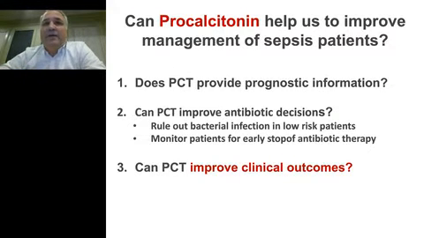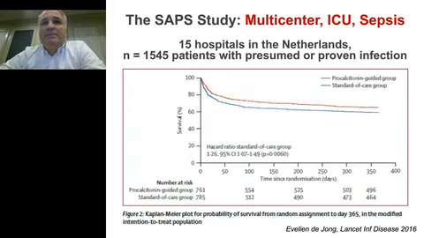And I think this very recent SAPS trial from the Netherlands has really changed the way we look at PCT in regard to outcomes. This was a really high quality trial from the Netherlands. They included 15 hospitals, more than 1,500 patients, and the whole trial was done in a low antibiotic consumption setting. But still, PCT-guided care reduced the usage of antibiotics by about 25 or 30%. So it was very similar to other trials.